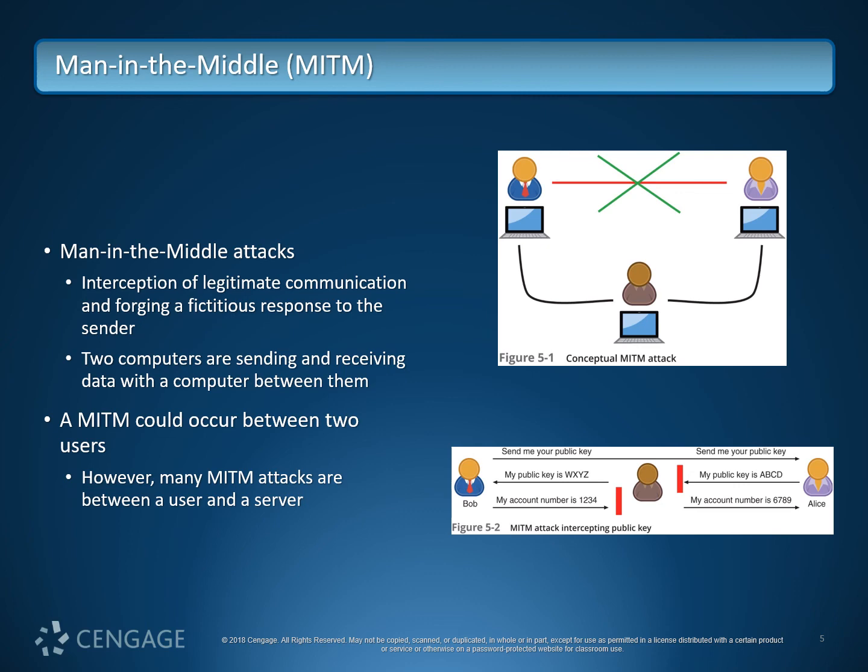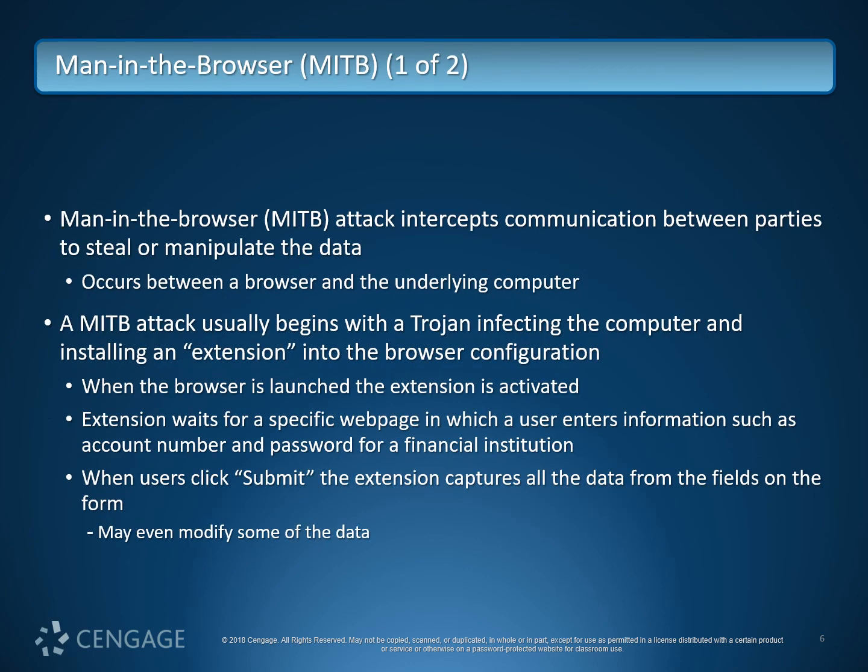Now, in the case of an MITM attack actually being executed, we can see here Bob and Alice, which are our usual sender and receiver, are sending one another public key information as well as account number information. So we can see that encryption is being broken because it's being intercepted. Now, man in the browser attacks intercept communication between parties to steal or manipulate, traditionally using a browser and the underlying computer.